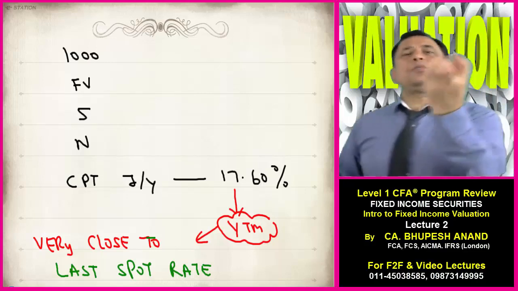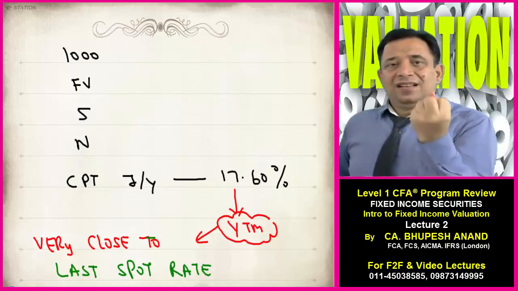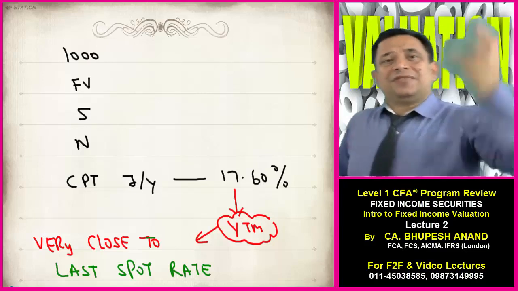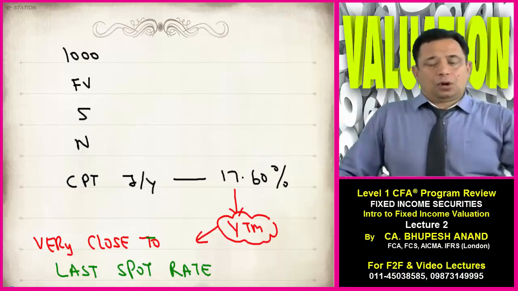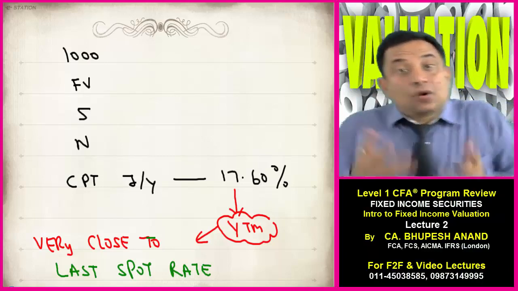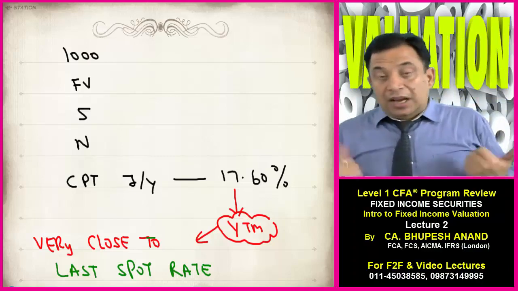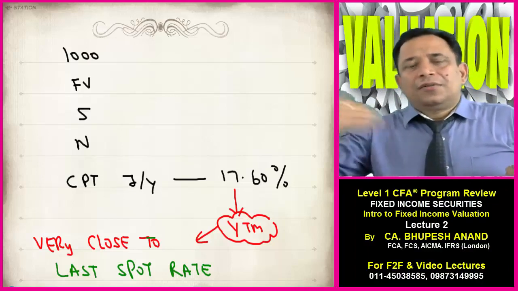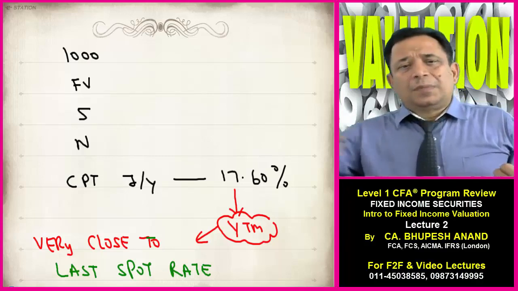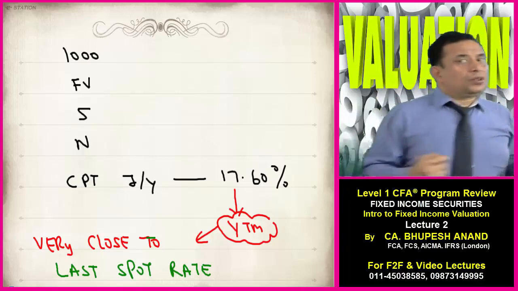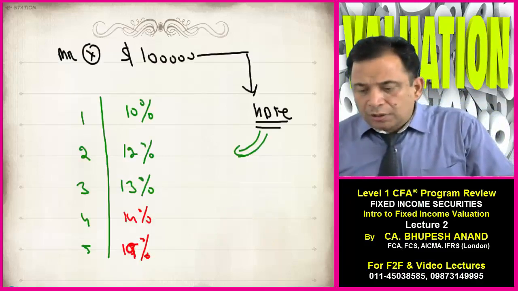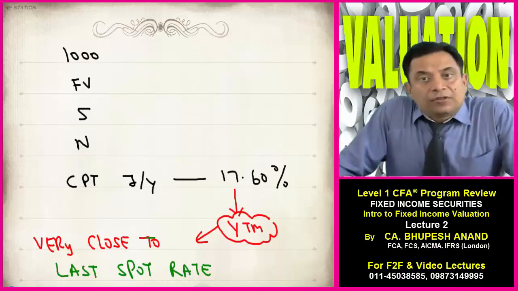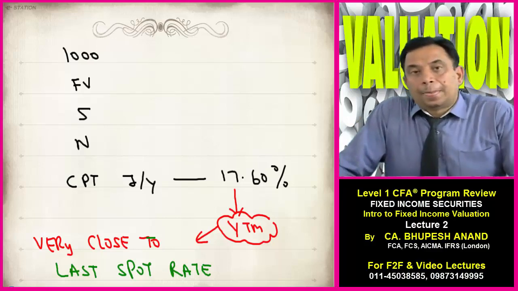It means 17.60% is a rate which is representative of all those 5 spot rates, and it is very close to the last spot rate, because the last spot rate is 19%. Just for the logic, I'm telling you that 17.60 is very close to the last spot rate. So like this, I have calculated for you how we can calculate the value of a bond if spot rates are given to me.